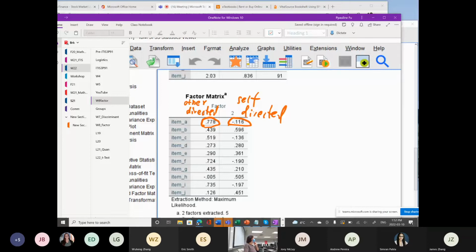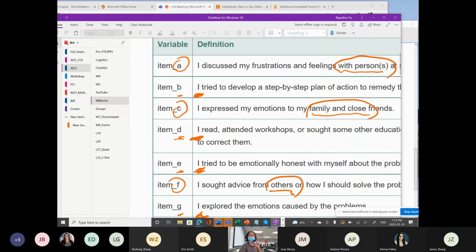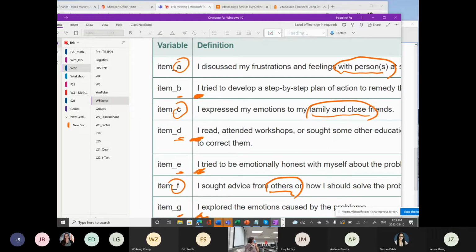But the title itself, the title the researcher gave it. As a researcher, you can give it the title. You can simply call it factor 1 and factor 2. So we find it from the original data? Yes, you find it from the original variable name, variable meaning. What does item A represent? You go here. What does item A represent? Good question.